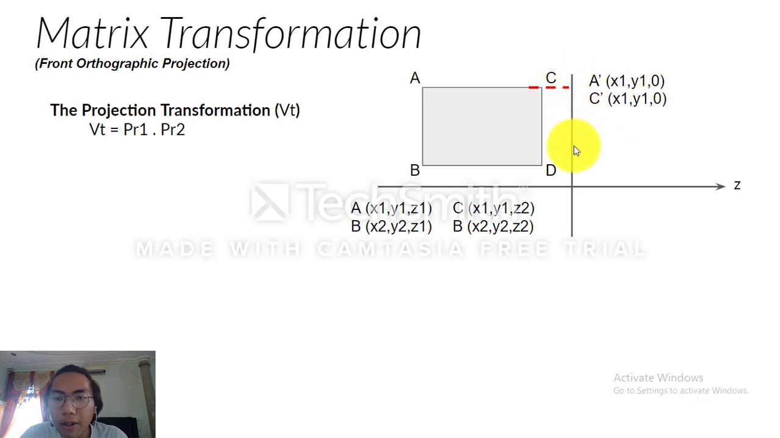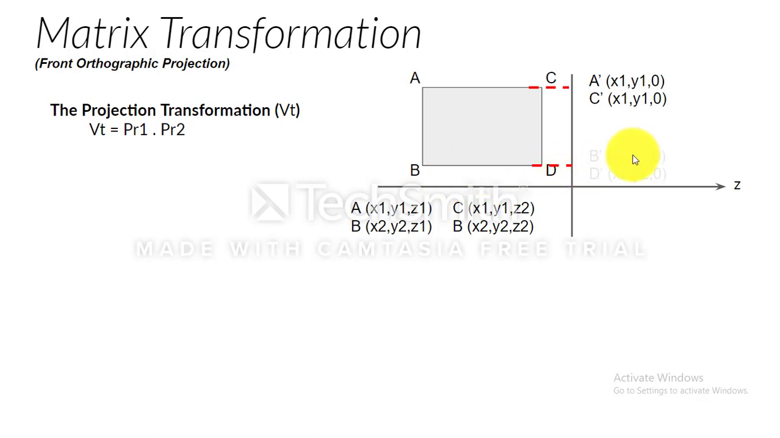And since they are in the x and y axis, z will be 0. It is the same also in this one, B and D. So B prime and D prime will be the same. It is x2, y2, and D prime is also x2 and y2. And then, what's the point if we already get this one?